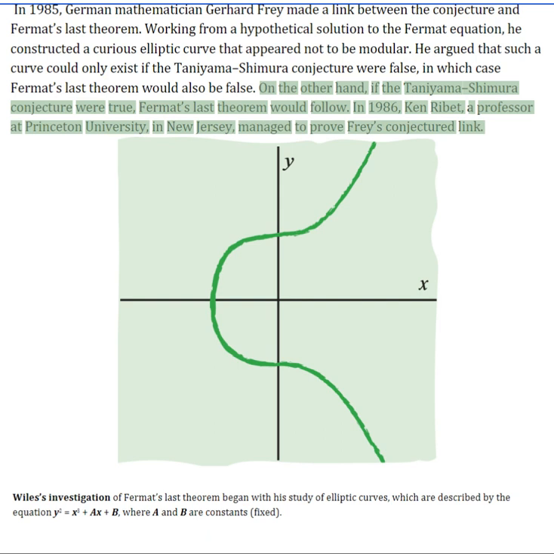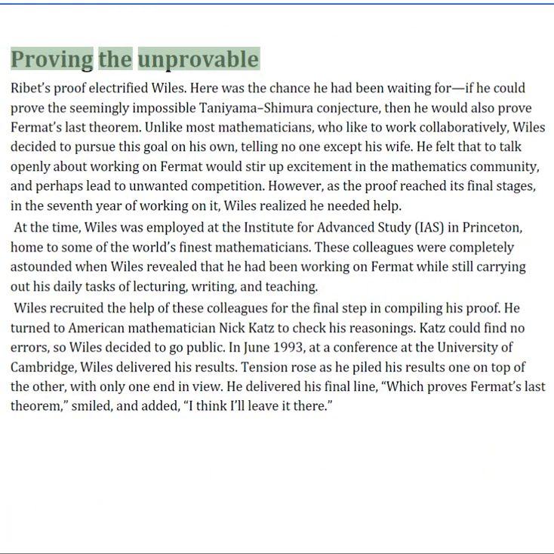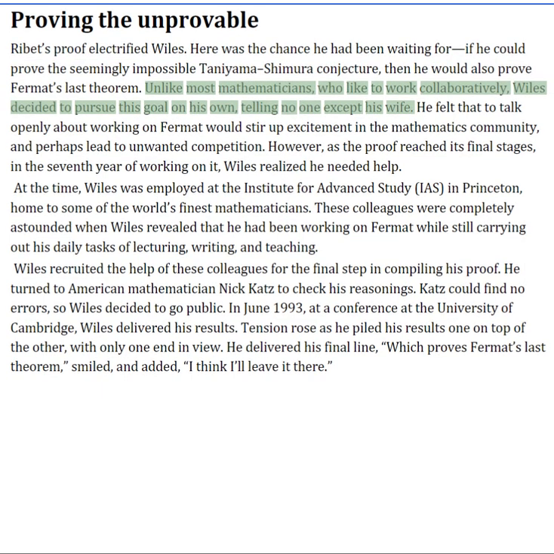In 1986, Ken Ribet, a professor at Princeton University, in New Jersey, managed to prove Frey's conjectured link. Wiles's investigation of Fermat's last theorem began with his study of elliptic curves, which are described by the equation y^2 = x^3 + ax + b, where a and b are constants. Proving the unprovable. Ribet's proof electrified Wiles. Here was the chance he had been waiting for. If he could prove the seemingly impossible Taniyama-Shimura conjecture, then he would also prove Fermat's last theorem. Unlike most mathematicians, who like to work collaboratively, Wiles decided to pursue this goal on his own, telling no one except his wife.